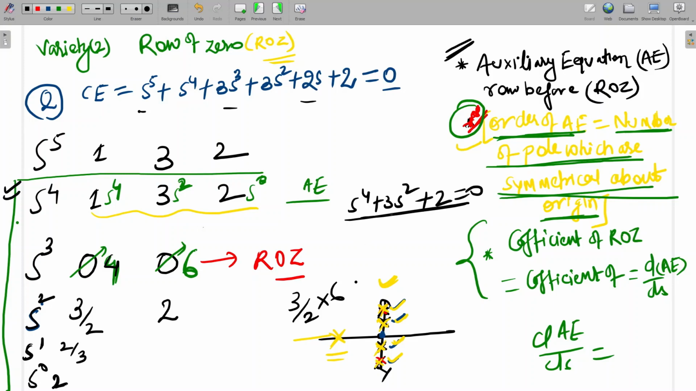Like s square I am taking as x. So x square plus 3x plus 2. What will be the value of x here? Like x plus 1, x plus 2 we can write. Is it correct?